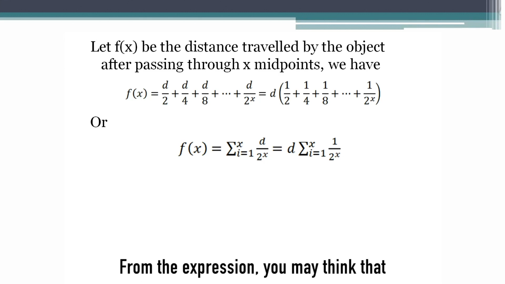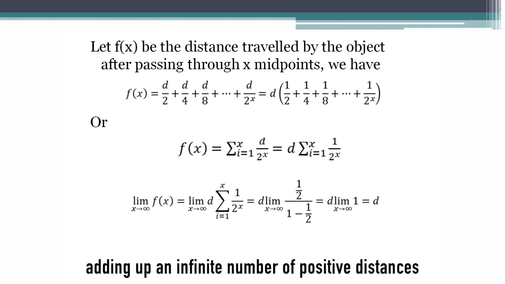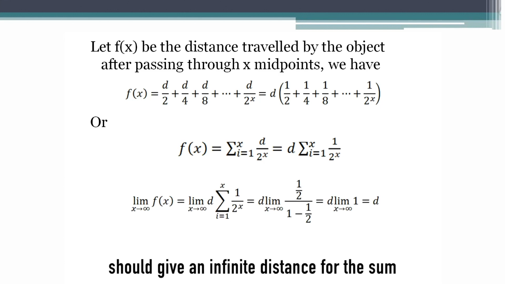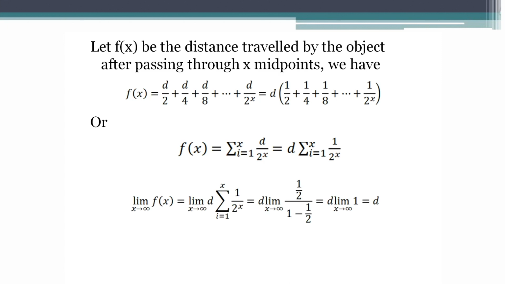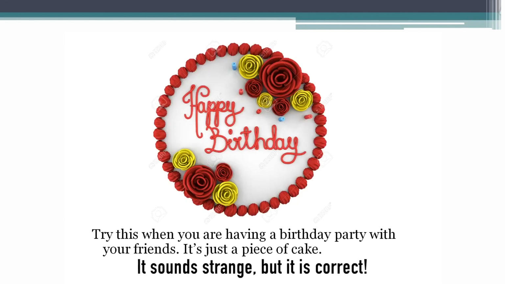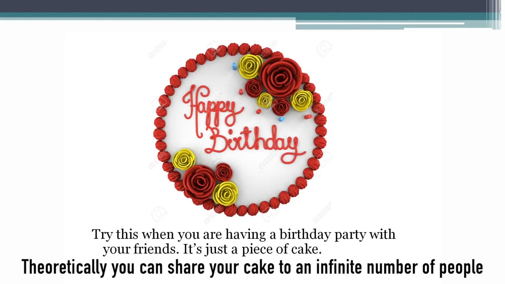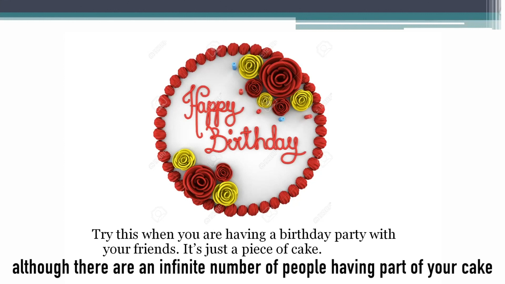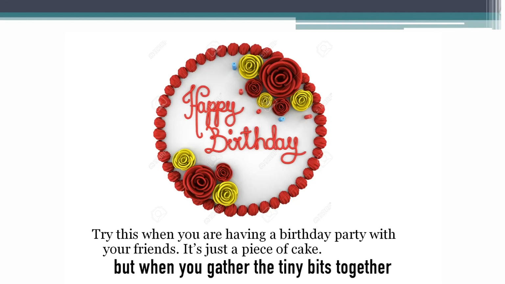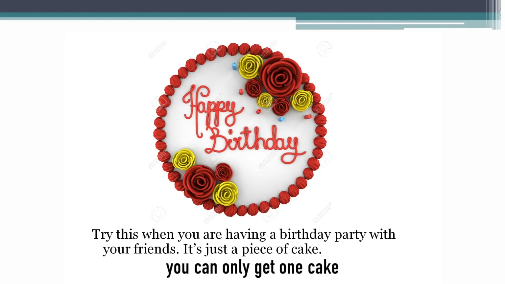From the expressions, you may think that adding up an infinite number of positive distances should give an infinite distance for the sum. But in fact, all these distances add up to d. It sounds strange, but it is correct. Imagine you have one piece of cake. Periodically, you can share your cake with an infinite number of people. After sharing the cake for an infinite number of years, although there is an infinite number of people having part of your cake, when you gather the tiny bits together, you can only get one cake, not an infinite number of cakes.